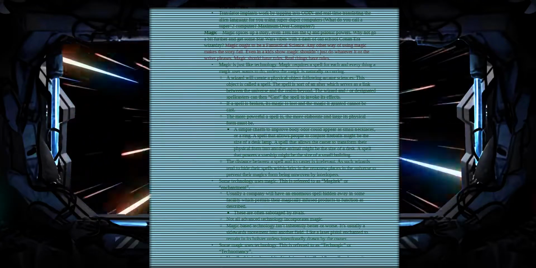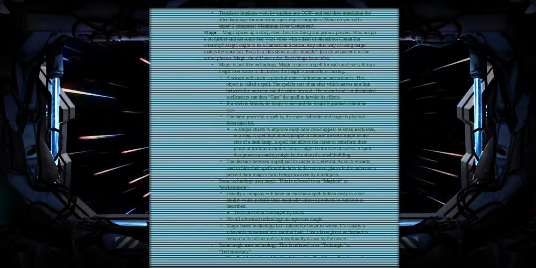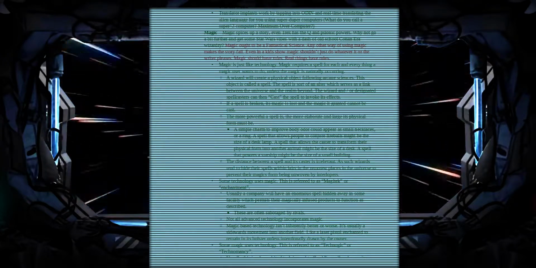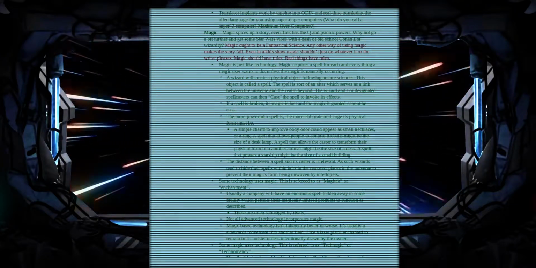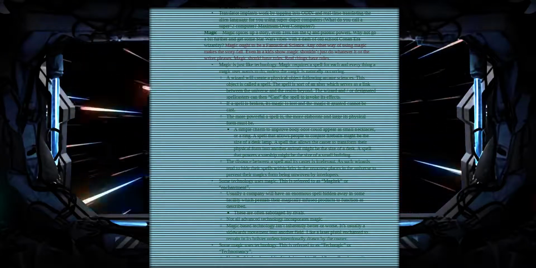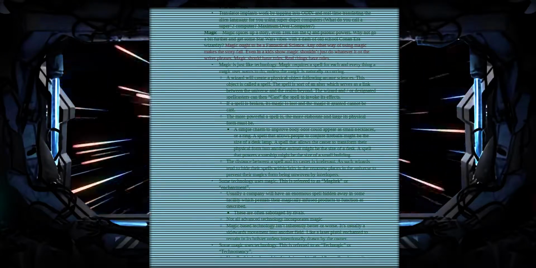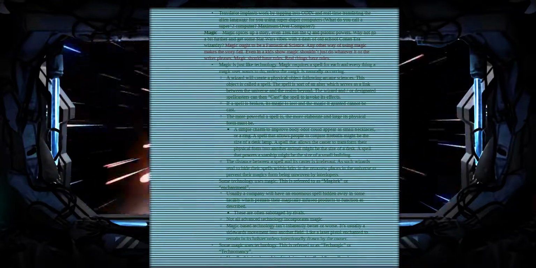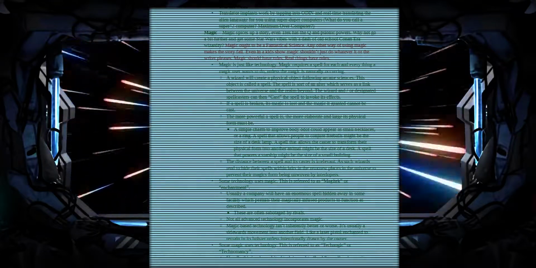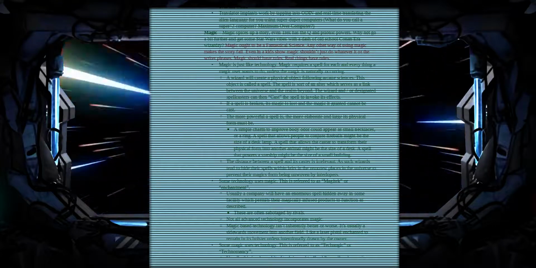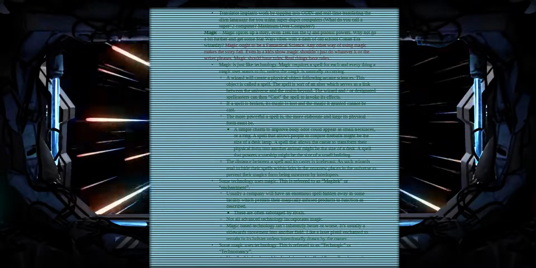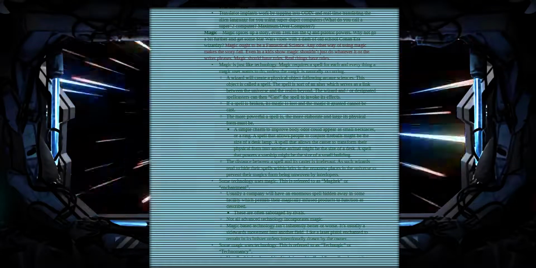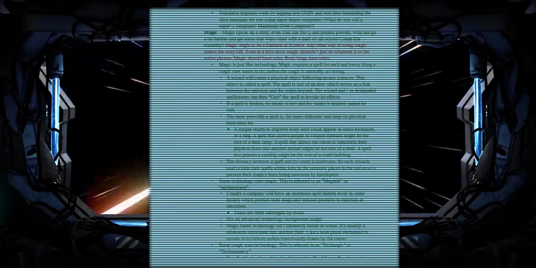In that respect, for this universe, magic is just like technology. Magic requires a spell for each and everything a magic user wants to do, unless that magic is naturally occurring and they themselves are thus the machine for it. So a wizard will create a physical object following arcane sciences. This object is called a spell. The spell is a sort of altar which serves as a link between the universe and the realm beyond. The wizard and/or designated spellcasters can then cast the spell to invoke its effects.